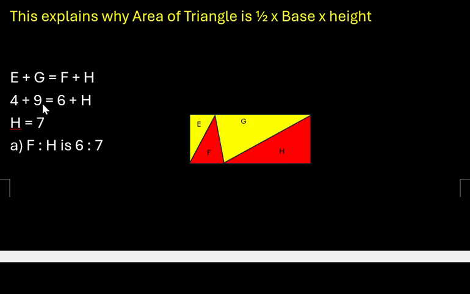So now you know that for E, G, F, you have 4 plus 9 is equal to 6 plus H, and easily you can get H is equal to 7. Once you know H is equal to 7, the ratio of F to H is 6 is to 7. So that completes part 1.